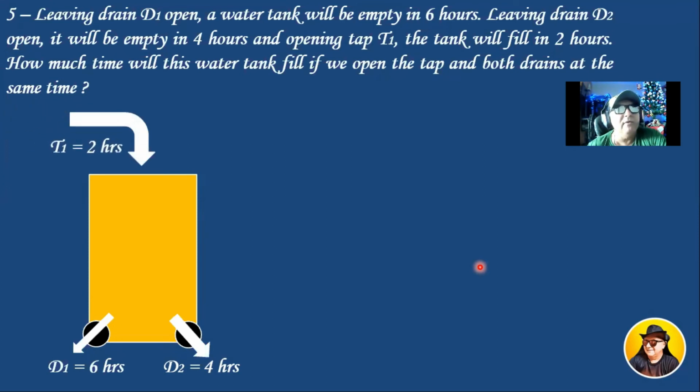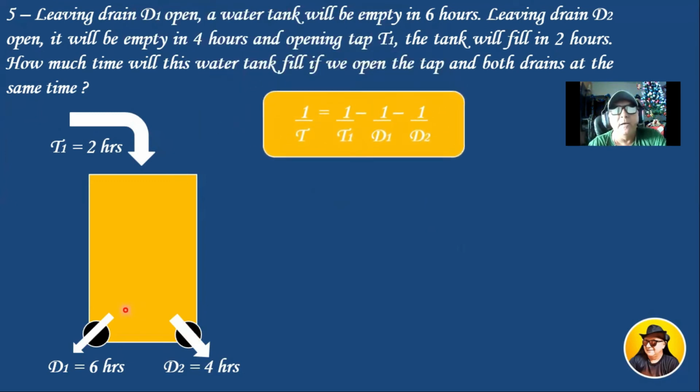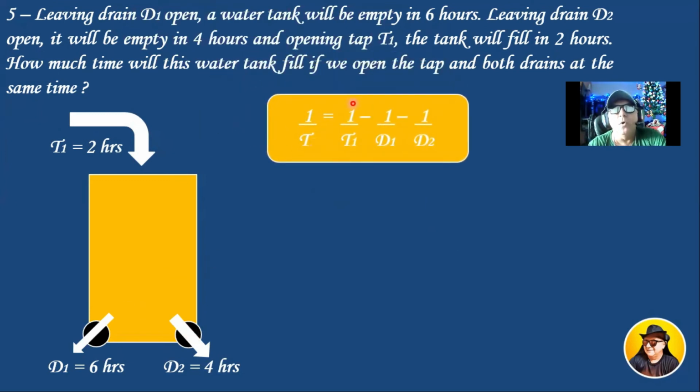Okay, T1 can fill it in 2 hours. So pay attention. I have one tap, so it's going to be positive, and both drains are going to be negative. All right, let's go and see. 1 over T is 1 over T1, it is positive. Minus 1 over D1, it is negative. Minus 1 over D2. You see, both drains are negative because they empty the water tank.